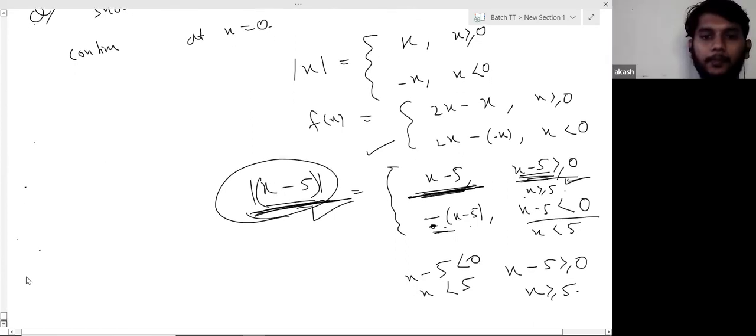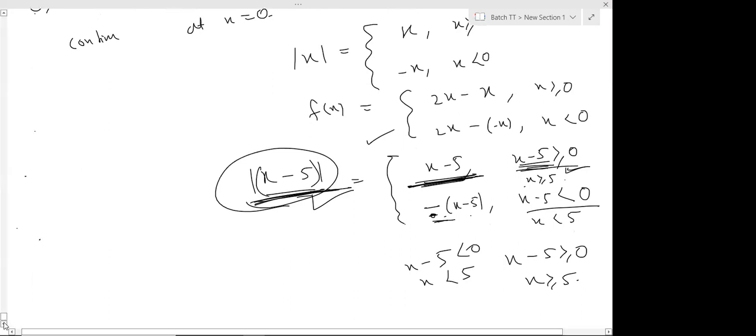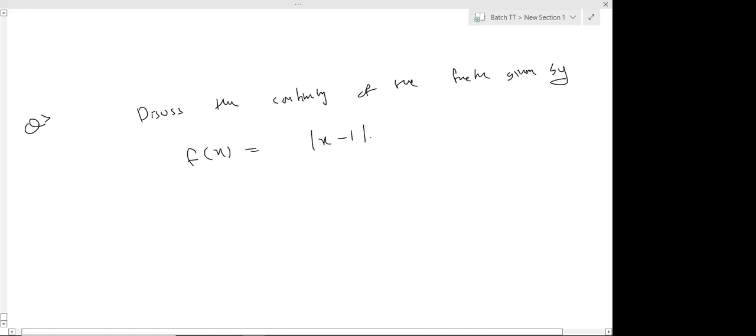Then we can solve the next question. Write down. Discuss the continuity of the function given by f of x equals mod of x minus 1 plus mod of x minus 2 at x equals 1 and x equals 2. All right. Sir, so we have to solve it for two values, right? Two values. Yes, sir.